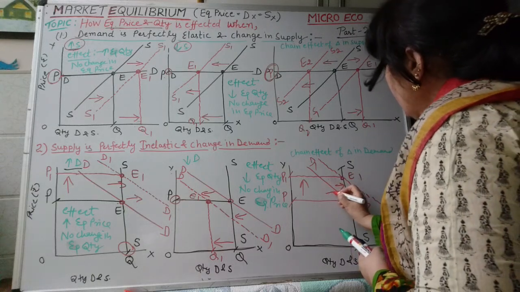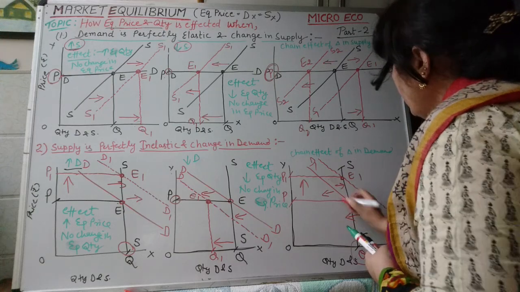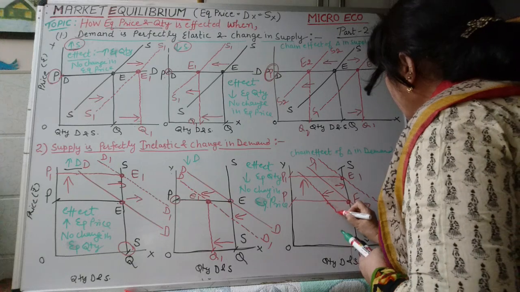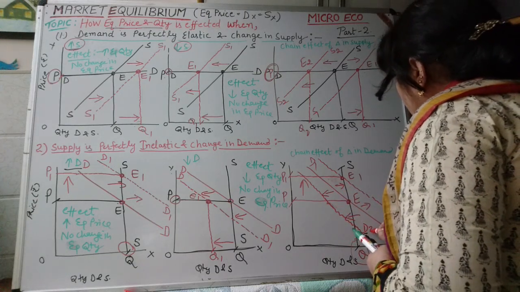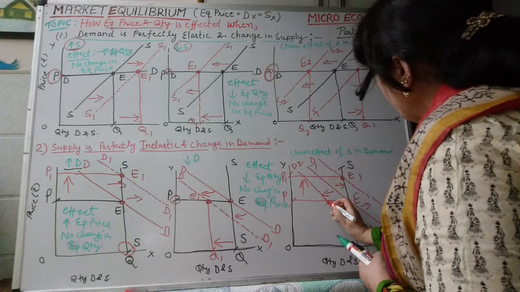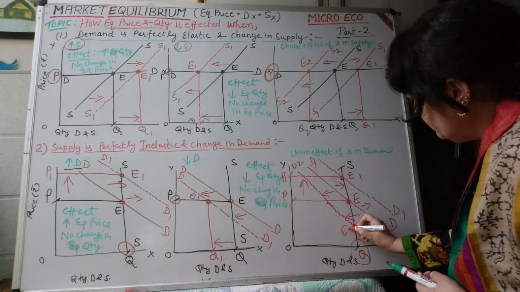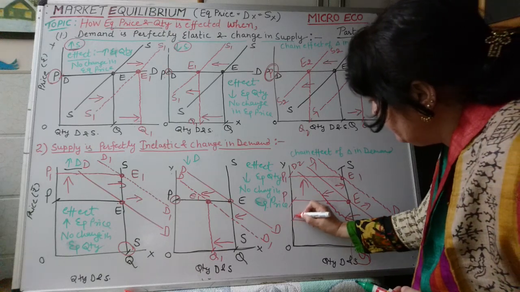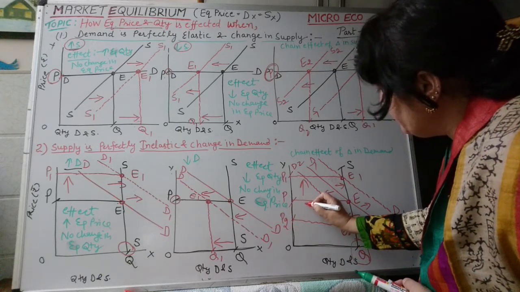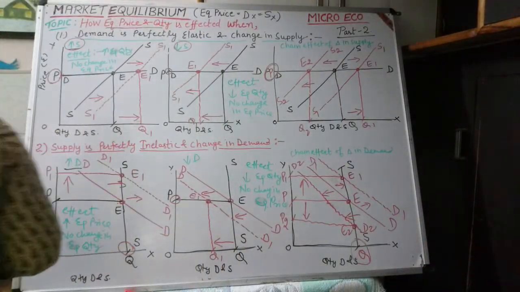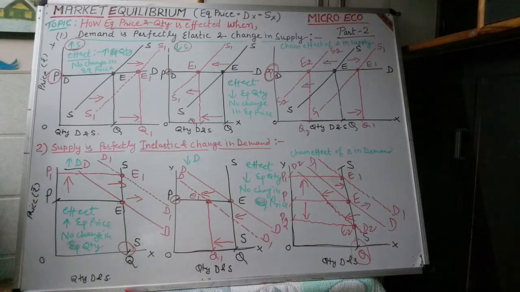And due to a decrease in demand, the demand curve will shift towards the left-hand side from DD to D2 D2. The new equilibrium point will be E2 and P2 will be the new equilibrium price, which will diminish, rather equilibrium quantity will remain the same as it is. So that's all regarding the change in equilibrium price and quantity and their effects.